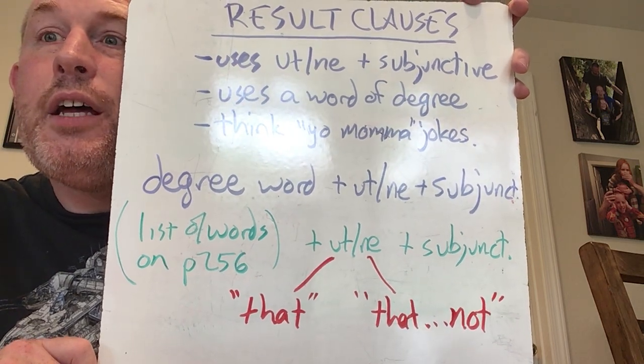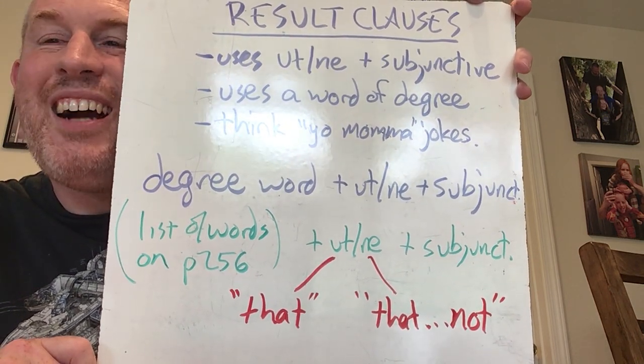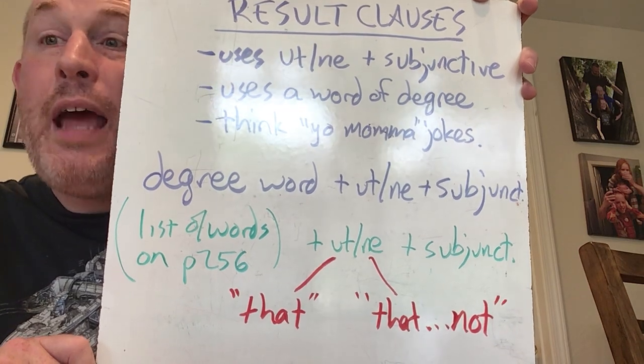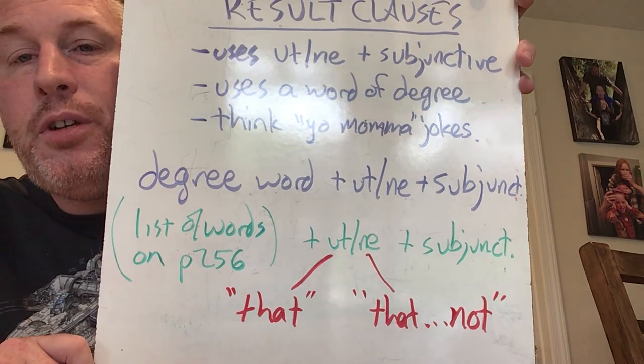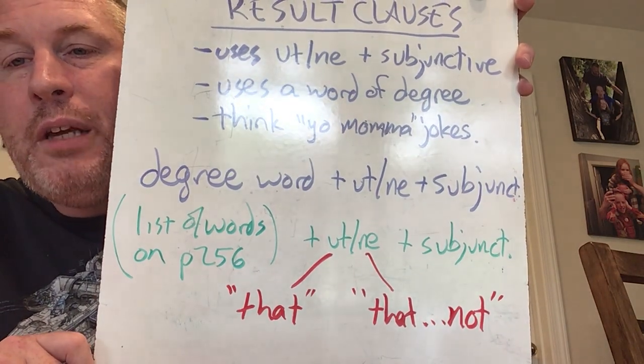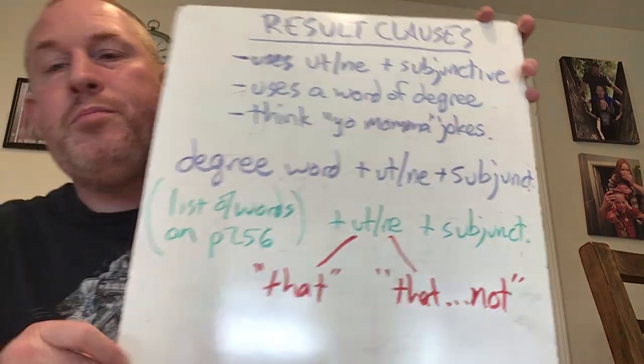Another word that helps with the result clause is accidit. It happened that such and such. That sounds very resulty. Plus ut or ne plus the subjunctive, right? And the ut means that, and the ne means that not. Okay. So that's the formula. Let me give you an example.